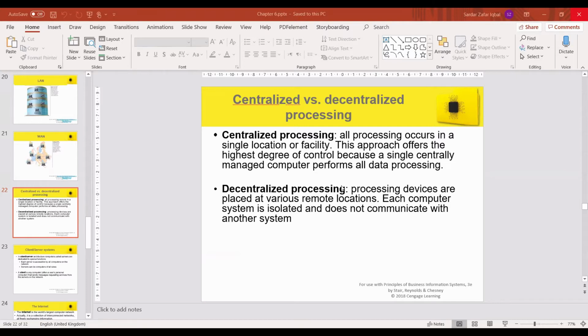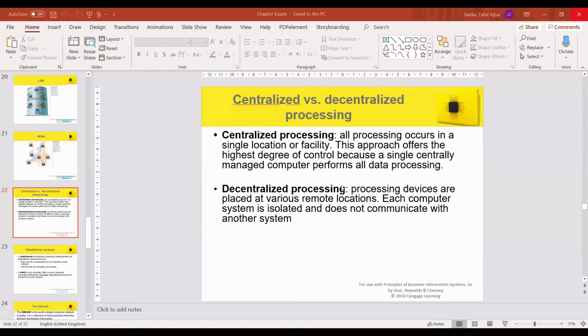If you need anything, you will connect to that location. The data, the processing, everything is available in that one location. So this gives you control. You can control the data, you can control all the processes related to the data from one location. So if you have a model like this, this is called centralized processing.